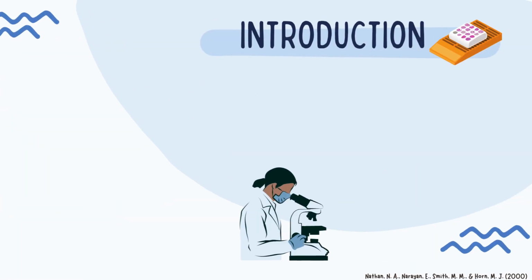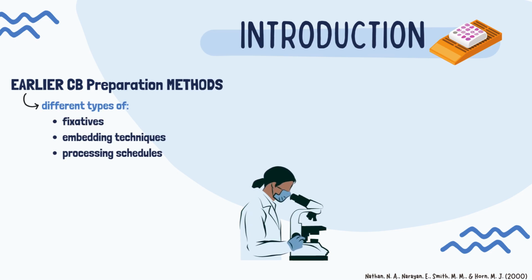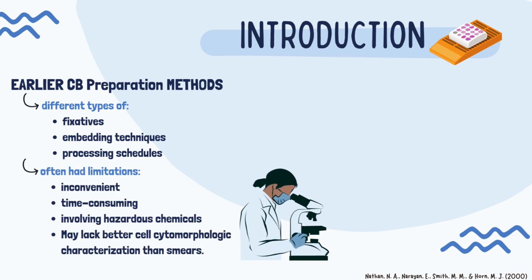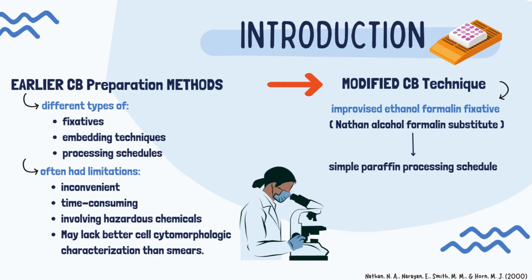tumors. Earlier methods for cell block preparation may use different types of fixatives, embedding techniques, and processing schedules. Thus, those methods may often have limitations including being inconvenient, time-consuming, involving hazardous chemicals, and may lack better cell cytomorphologic characterization than smear. So, today we will explain further a modified cell block technique that will use an improvised ethanol formalin fixative, which is Nathan alcohol formalin substitute. Then, it will be followed by a simple paraffin processing schedule.